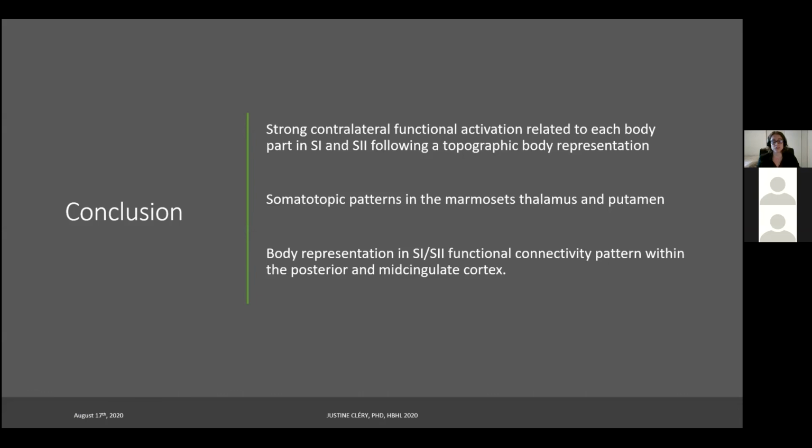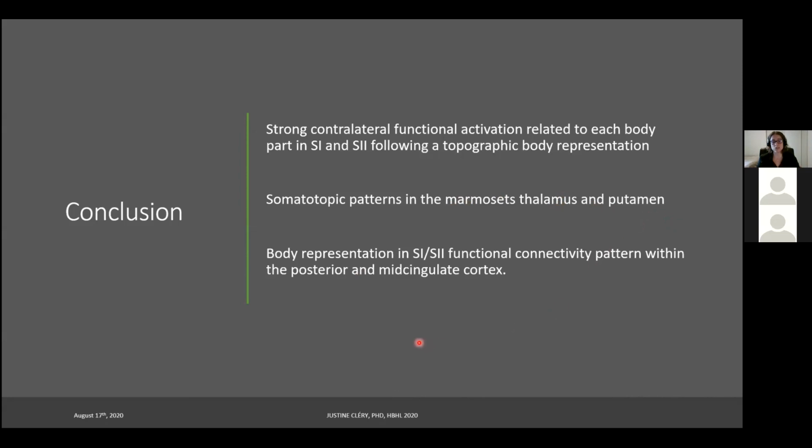So with this project, we show a strong contralateral functional activation related to each body part in S1 and S2, and that these activation areas are generally consistent with previous findings obtained with invasive method. We also examine the subcortical activation pattern associated with tactile stimulation and highlight that the thalamus and, for the first time, the putamen exhibit somatotopic pattern in marmoset.